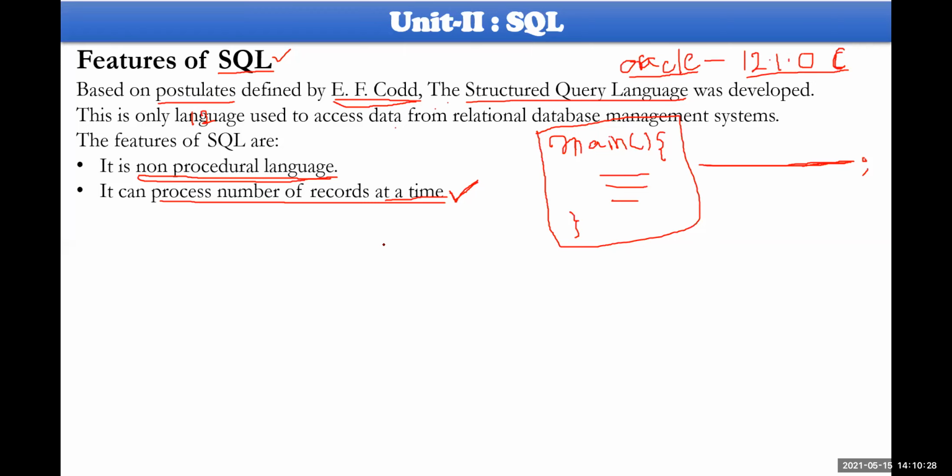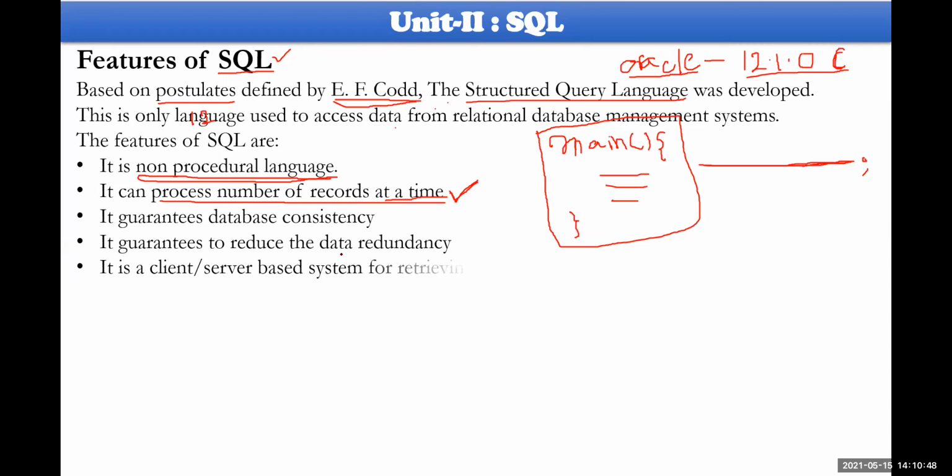So this is SQL, and then it always guarantees data consistency. Let me discuss this data consistency while we are doing some kind of practical approach. Then you could understand what data consistency is. Then it also guarantees reduced data redundancy. Data redundancy will be completely reduced so that duplication will be eliminated from the storage. And then it is a client server based system.